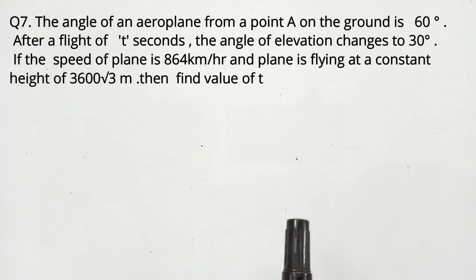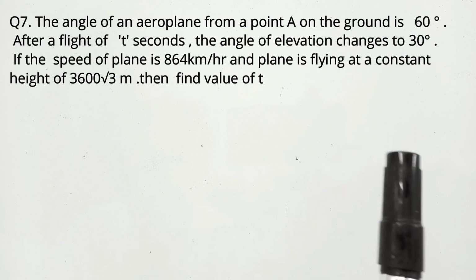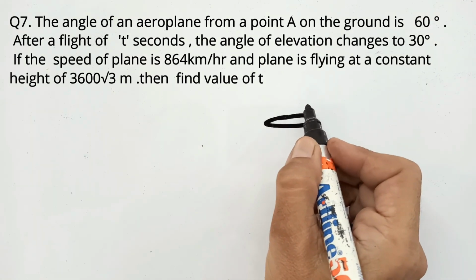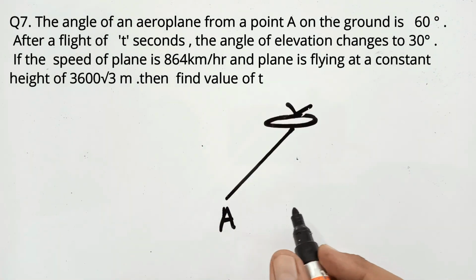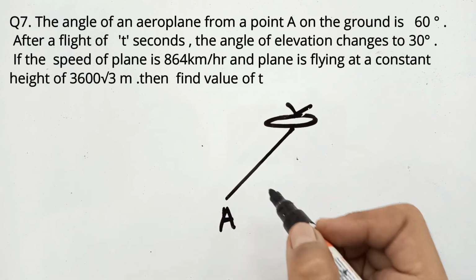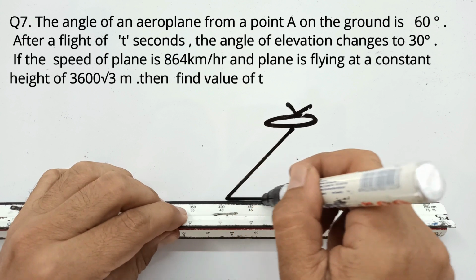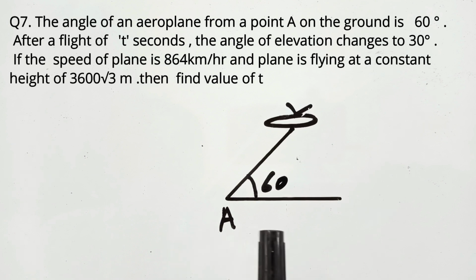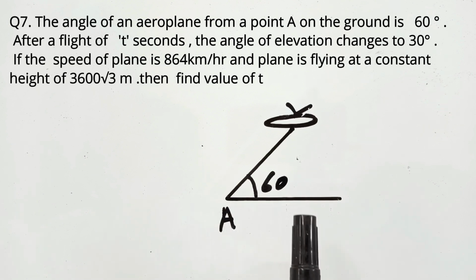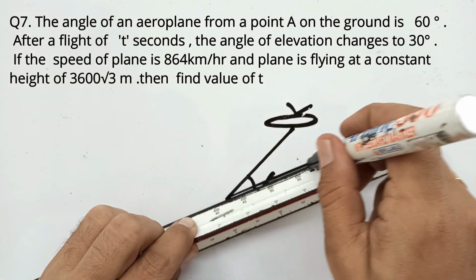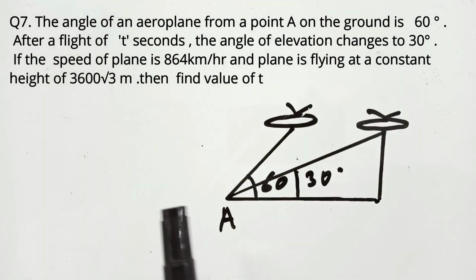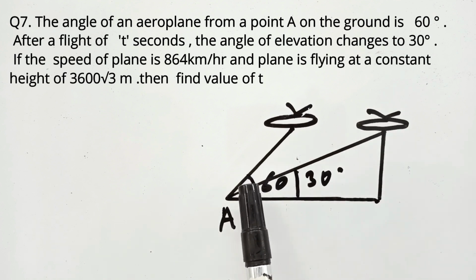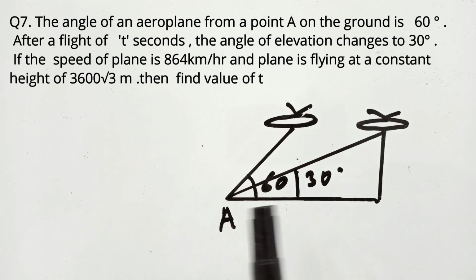Next, question number 7 of this class test. The angle of elevation of aeroplane from a point A on the ground is 60 degree. Let us draw the diagram step by step. The angle of elevation from point A is 60 degree. After a flight of t seconds, the angle of elevation changes to 30 degree from the same point. If the height of aeroplane is constant 3600 root 3 and it is flying at the speed of 864 km per hour, then find the value of t.